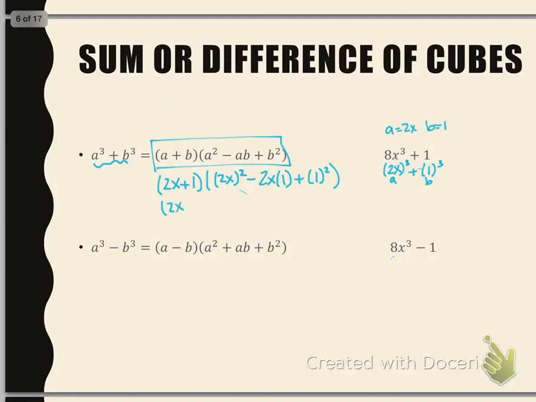Now we need to simplify, so 2x plus 1. 2x squared is the same thing as 2x times 2x, so 2 times 2 is 4, x times x is x squared, minus 2x times 1 is 2x, and then 1 squared is 1.